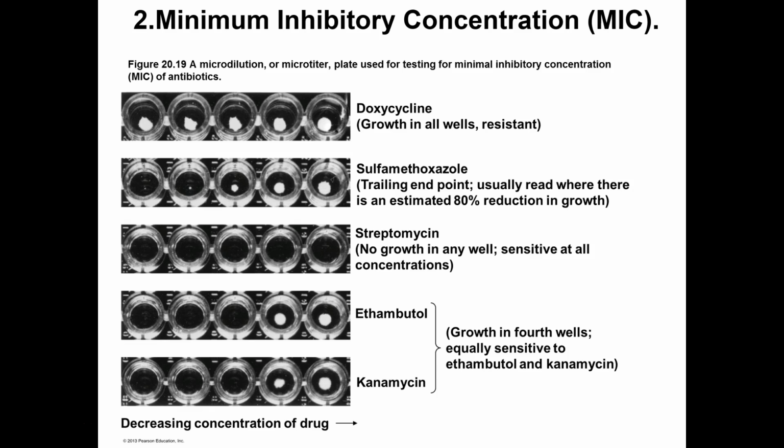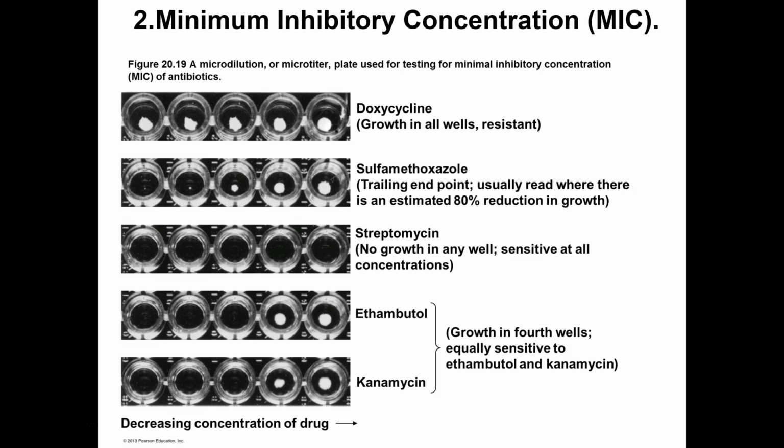We've got 5 different rows of antibiotics, right? Doxycycline, the sulfa drug, streptomycin, ethambutol, and kanamycin. So each row is a different antibiotic, but you set it up with decreasing concentrations. So you dilute the antibiotic from left to right. After you set up your dilutions, you inoculate the whole mess with some organism. If they're doing ethambutol, it's probably tuberculosis. So you incubate it, you come back, and what you want to know is where is their growth and where isn't their growth.